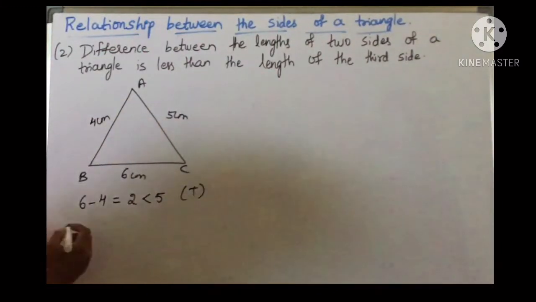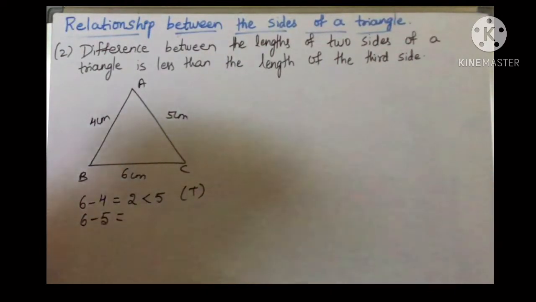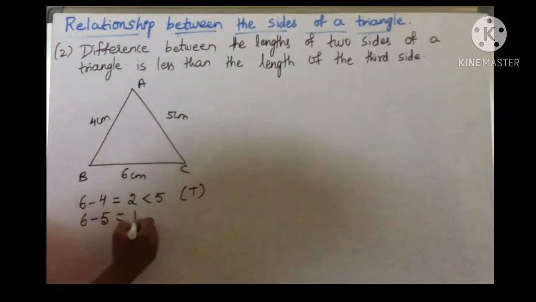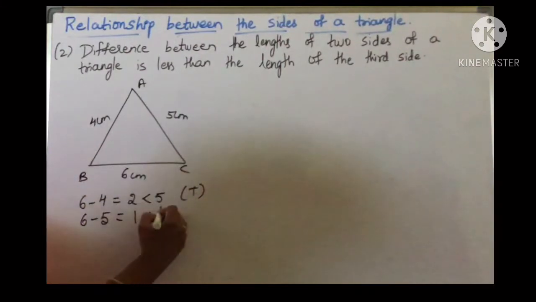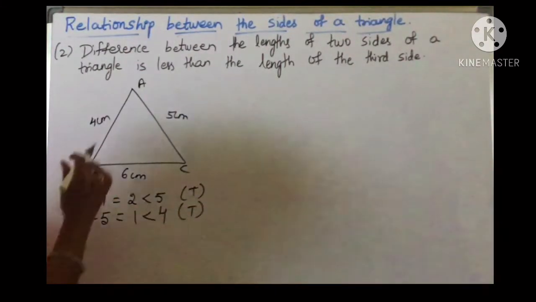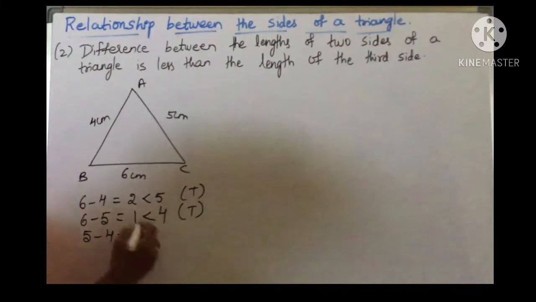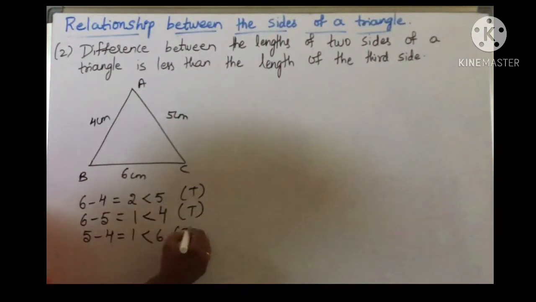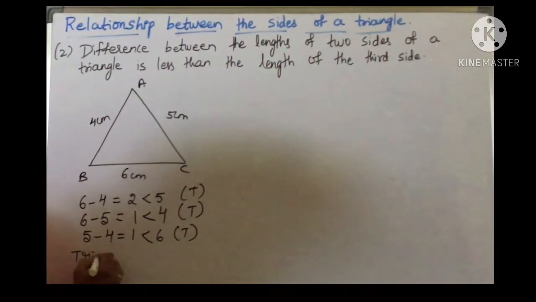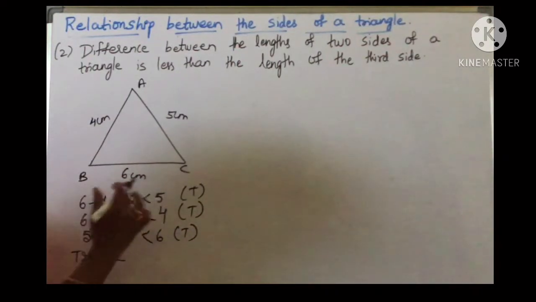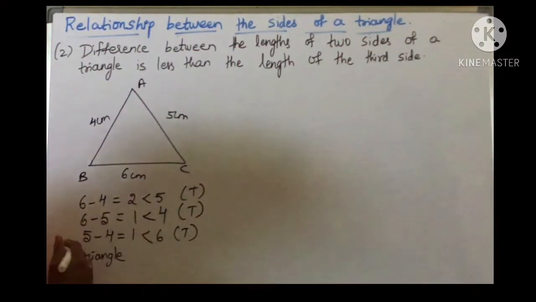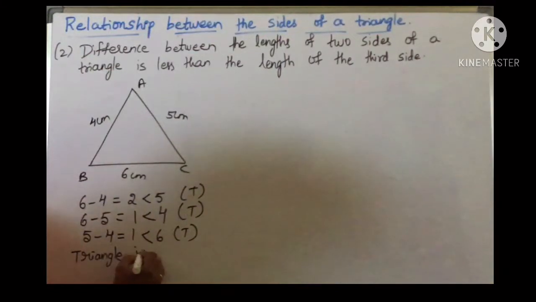Okay? Now, suppose if I take 6 and 5. 6 minus 5. 6 minus 5 is how much? 1. And 1 is smaller than 4. Yes? True. Now take other two sides, 5 and 4. 5 minus 4 is how much? 1. 1 is smaller than 6. Yes, true. Here, if you observe, the difference of any two sides of a triangle is less than the third side. So here, triangle is possible.